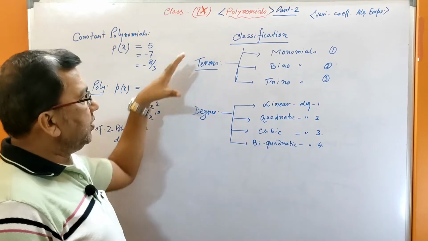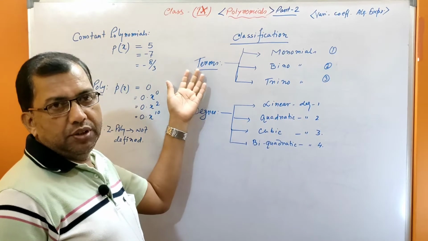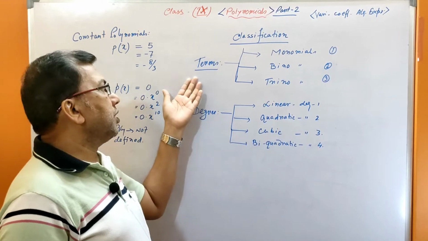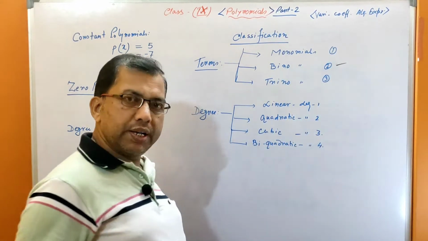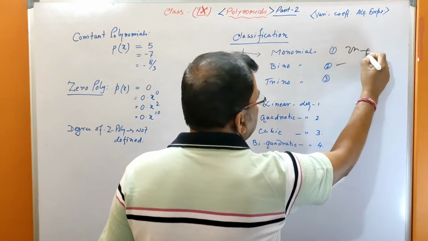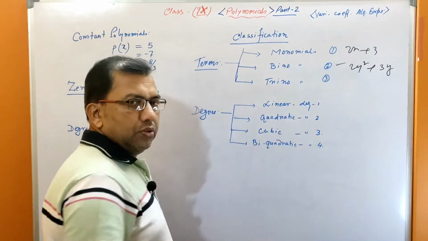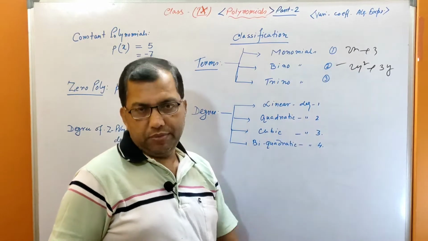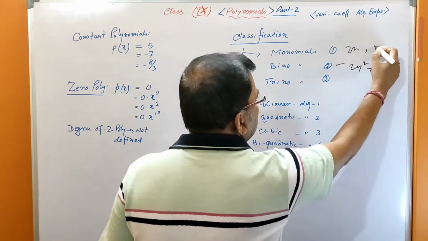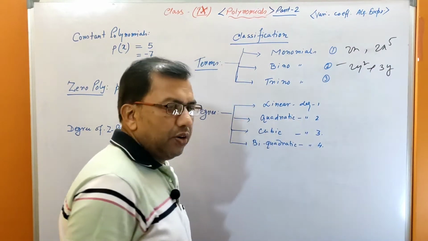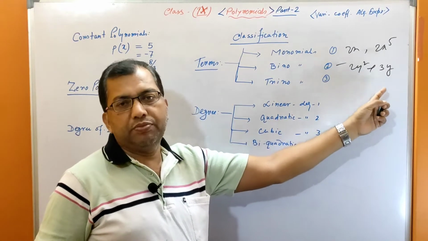And I also discussed the classification of polynomials on the basis of the terms and on the basis of the degree. On the basis of terms, monomials have one term, and binomials have two terms, like 2x plus 3, 2y square plus 3y. Only two terms. Monomials have only one term, like 2x to the power 5. Trinomials have three terms, like 2x plus 3y plus 5z.